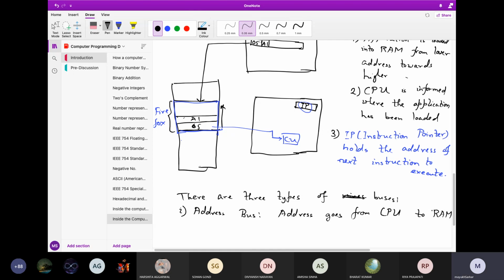Later on, you'll see that multiple devices have addresses. For example, if some of you have a dedicated graphics card like NVIDIA or AMD, it also has its own video RAM. That means it also has addresses. But all these addresses are generated from the CPU, and this address bus goes from the CPU towards the RAM, but it does not immediately reach the RAM. I'll tell you why.